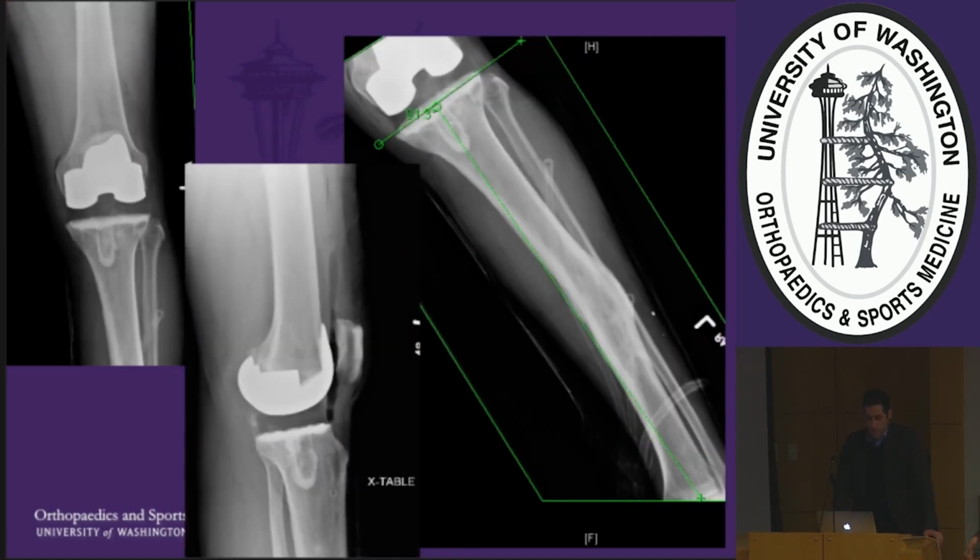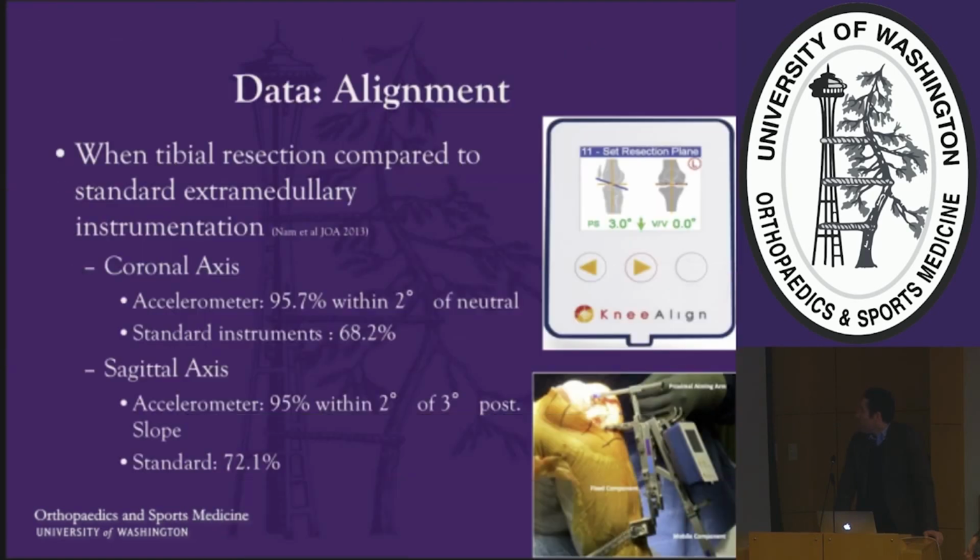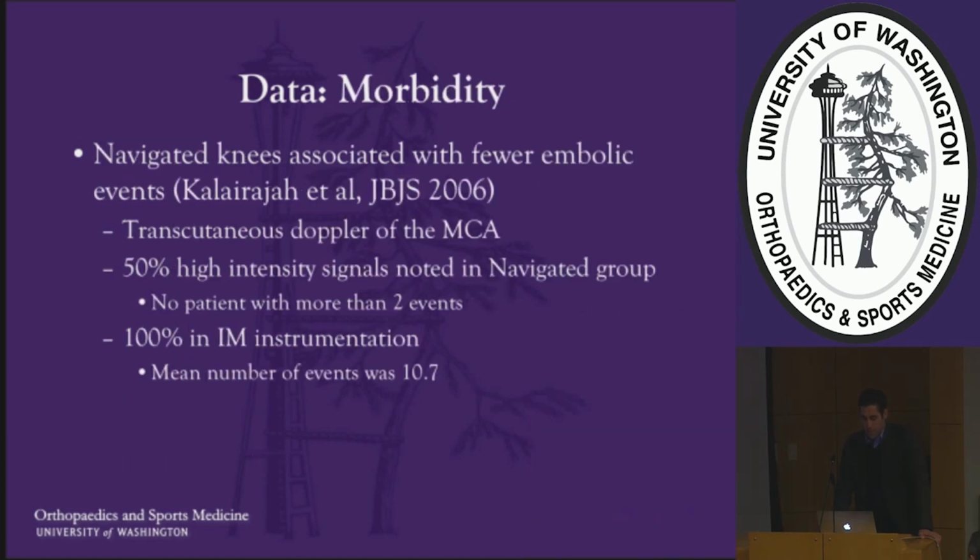And so I think that all this comes down to data. And so when you're comparing alignment using standard extramedullary instrumentation, you can see accelerometers usually get you within 2 degrees of neutral 95% of the time. Standard instruments in this study only accomplish that 68% of the time. So that's an A versus a D. So I'm a fan of A's. And then sagittal axis, you can see, also did much better.